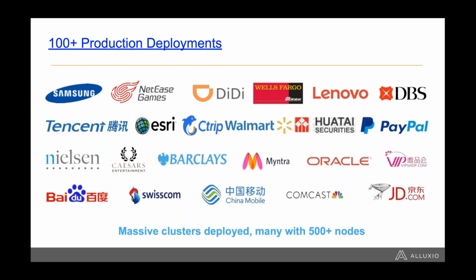Some very large clusters deployed. The cluster size is usually tied to the number of computes that we're working with. So if you had a 500 node Spark cluster and you had Alluxio workers installed co-located with those, you'd have a 500 node Alluxio cluster. So that's one very simple way to see why some of these clusters get as large as they are.